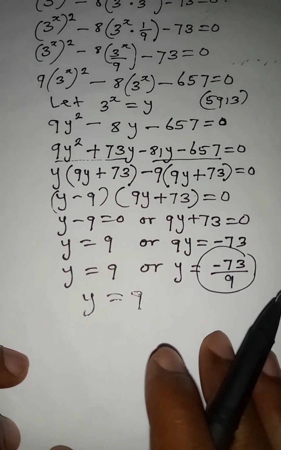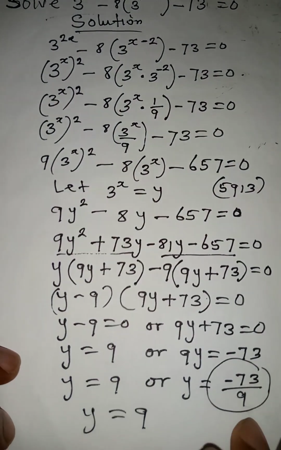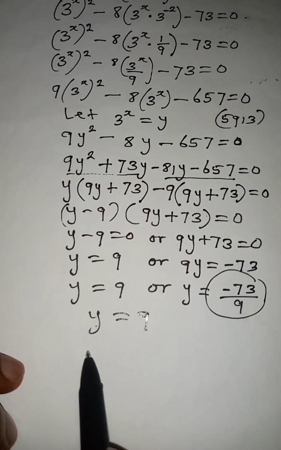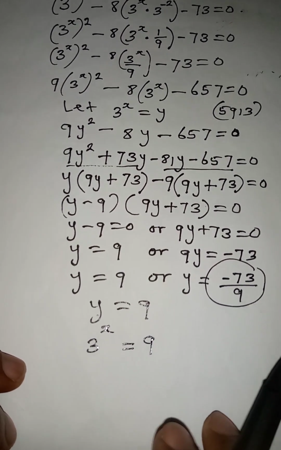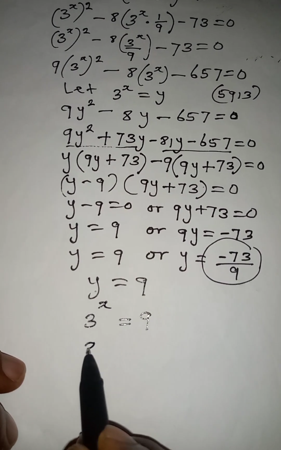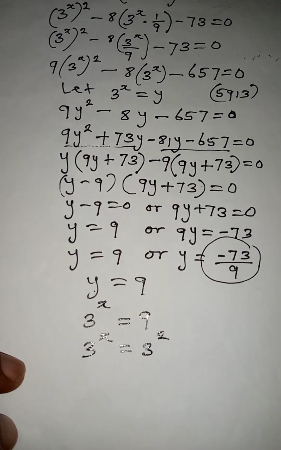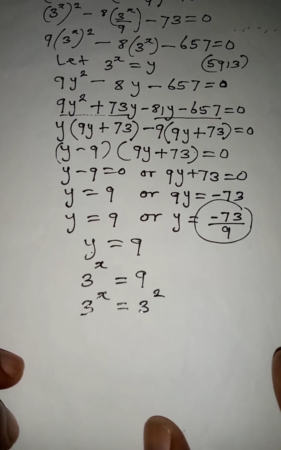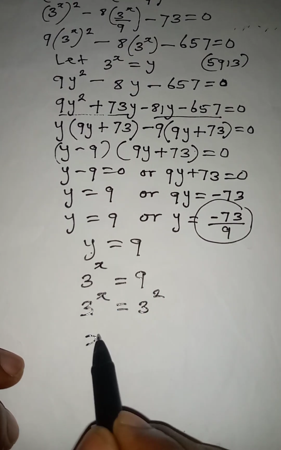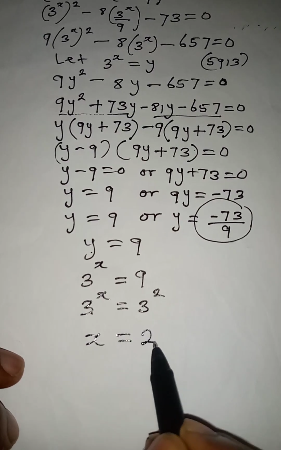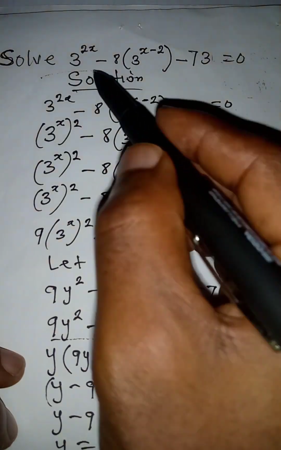But remember that at some point we said let y be equal to 3 to the power x. So in place of y now, I'll have 3 to the power x, and then this is equal to 9. And then I can take another step to say that 3 to the power x is equal to 3 to the power of 2, because 9 is 3 to the power 2. So from here, the bases are the same, and I will work with the powers, meaning that x is actually equal to 2.